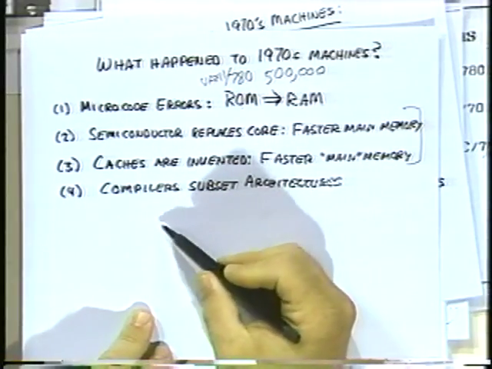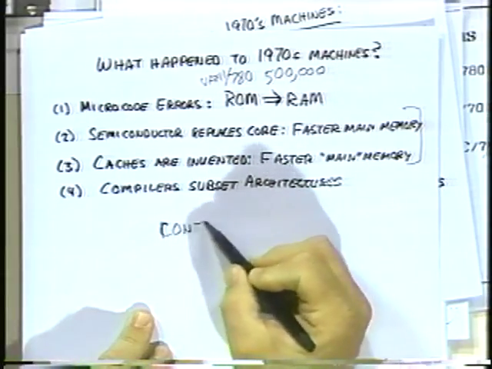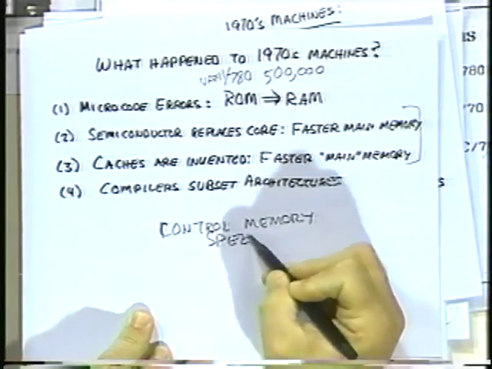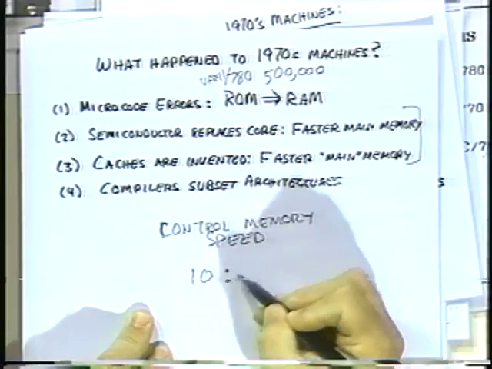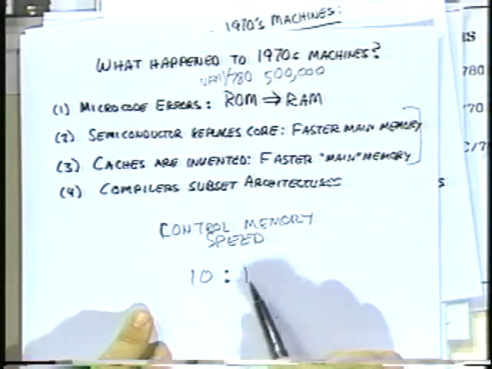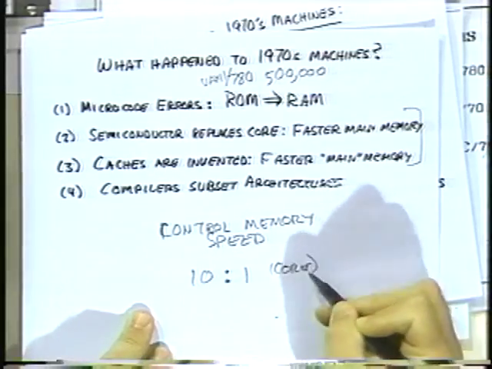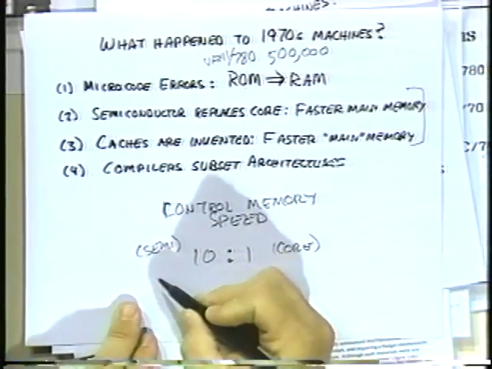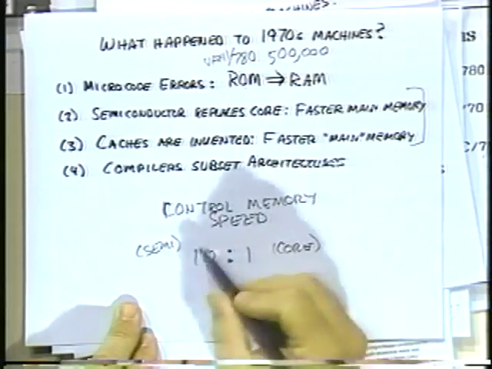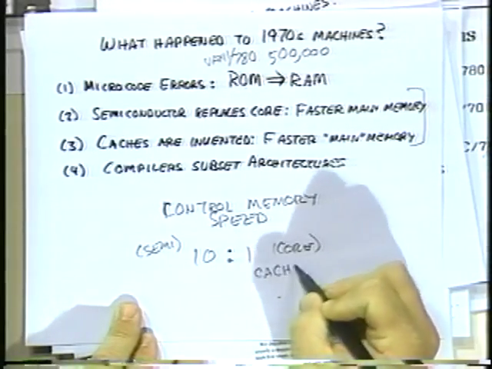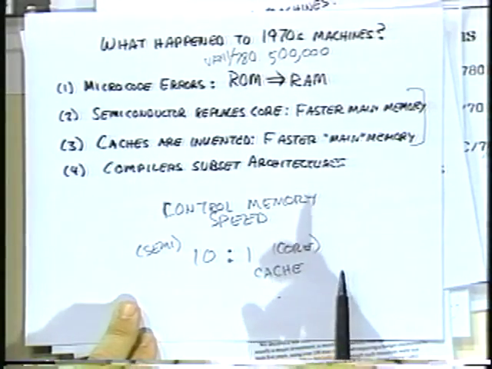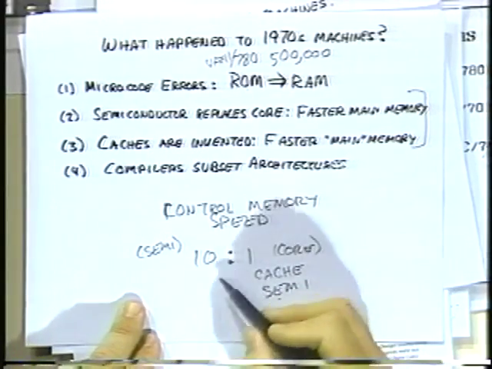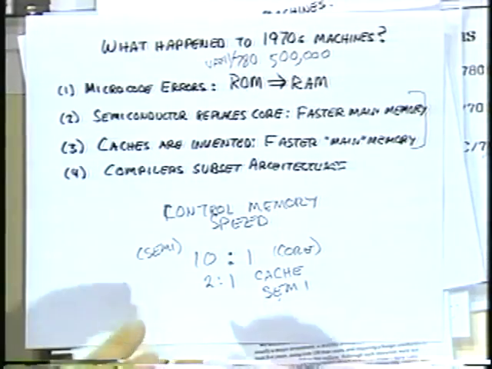In the traditional architectures, the speed of the microcode control memory compared to main memory was 10 to 1. That is, the control memory was 10 times as fast as the main memory access, because main memory was core memory, or semiconductor memory. But the changes that happened in the machines in the 70s is that caches came along. With the addition of caches, just the concept that you can build a very small amount of high-speed memory, plus the fact that the semiconductor memories behind those caches were much faster, this ratio dropped drastically, to maybe closer to 2 to 1.